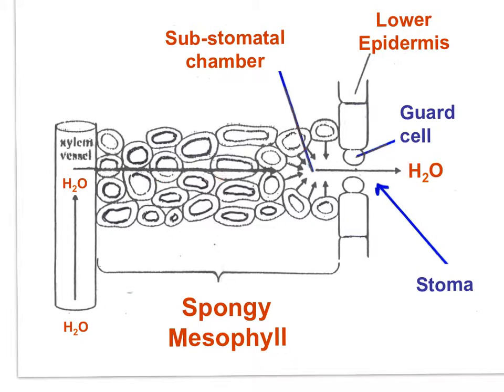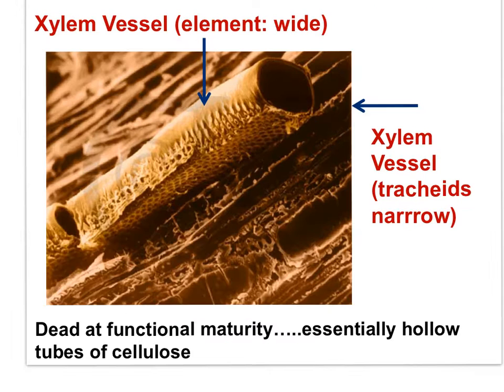then into the spongy mesophyll of the leaf. Water is cohesive with itself and adhesive to the xylem vessel walls, which are composed mostly of cellulose. Here is a micrograph of xylem vessels composed of cellulose. Water adheres to the walls of the xylem. Water adheres to the cellulose wall of the xylem vessel.